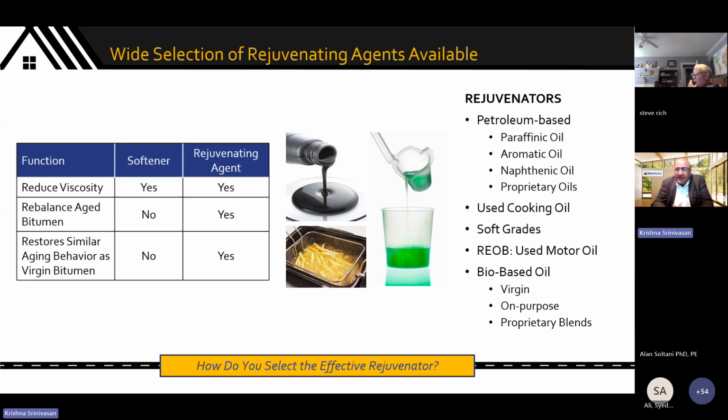As I said, they all come with pluses and minuses. And finally, perhaps the most dominant class today is bioblends. Bio-based oils for a variety of reasons: dosage, sustainability, cost, performance, longevity, a whole range of reasons. Proprietary bio-based blends have probably taken center stage as the dominant rejuvenator of choice.